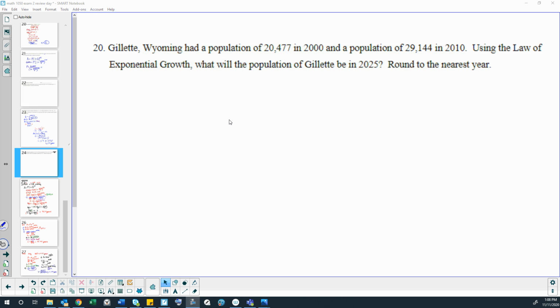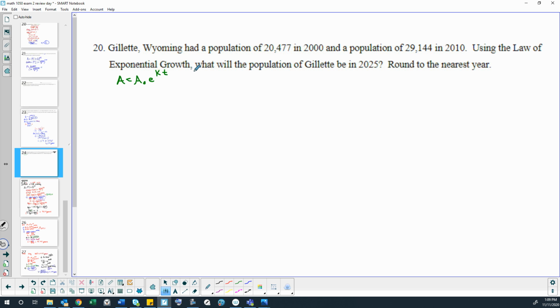This is Chapter 4, Worksheet question number 20, Population Growth or Decay. Gillette, Wyoming had a population of 20,477 in the year 2000 and a population of 29,144 in the year 2010. Using the law of exponential growth, which is this formula A equals A sub 0 e to the kt, what will the population of Gillette be in 2025? Round to the nearest year.